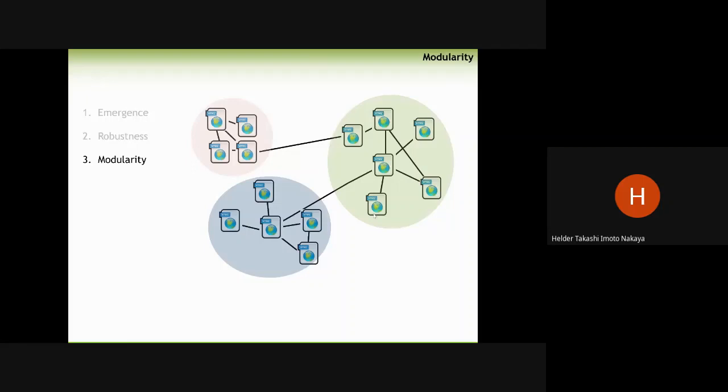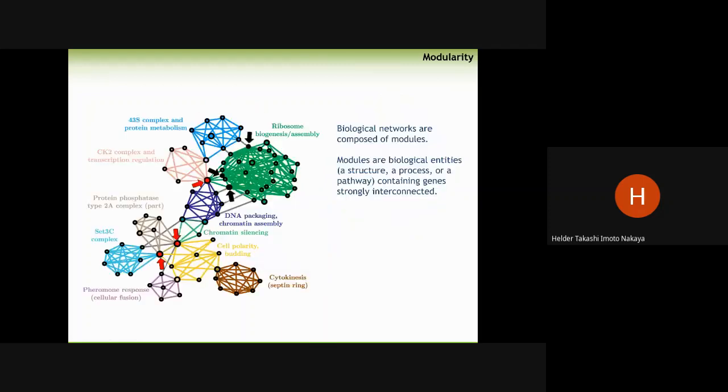And the last point is modularity. In the same way that internet pages are connected to each other into modules. So here are the people that like Game of Thrones. Here are the people that like Frozen. Here are the people that like Black Mirror. Okay, so the same thing happens with molecular networks.